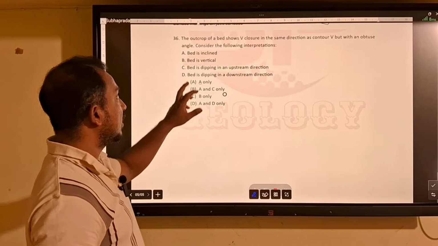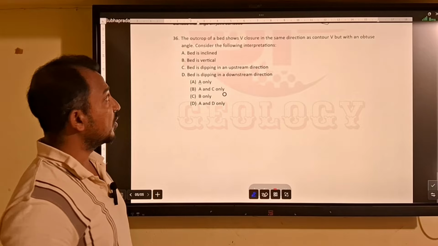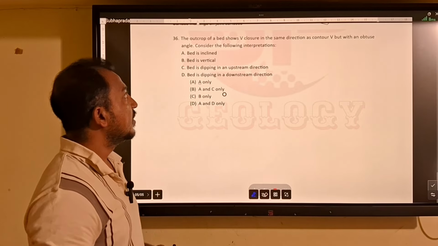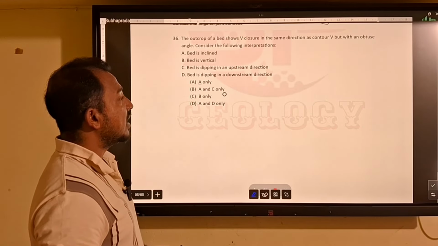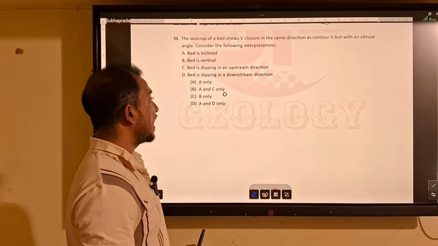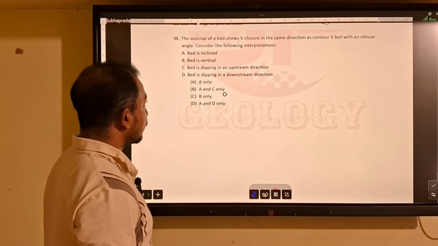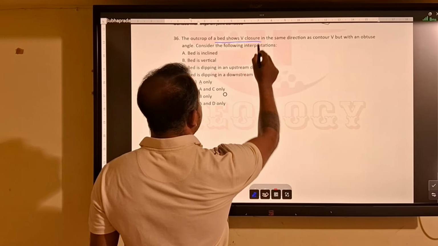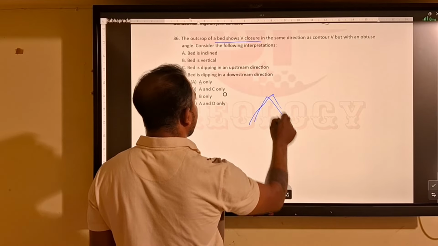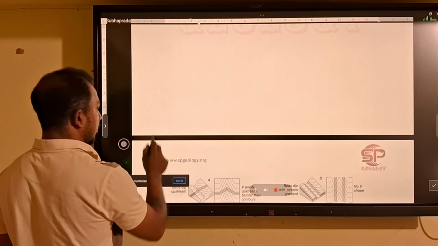Come to the next question. The outcrop of a bed shows V closure in the same direction as the contour V with an obtuse angle. Consider the following statements: bed is inclined, bed is vertical, bed is dipping in the upstream direction, bed is dipping in the downstream direction. So if the bed shows a V closure pattern like this and the contour shows V, let's check the conditions of these things.